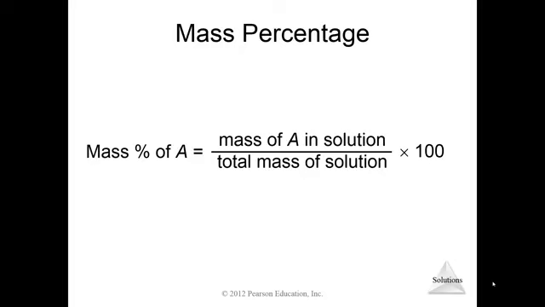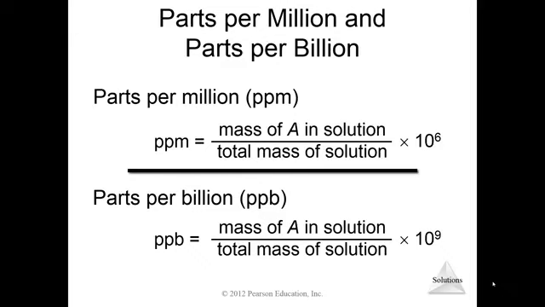Related to mass percent, or percent by mass, it's referred to either way, are the ideas of parts per million and parts per billion. Mass percent, you see, is really simply parts per 100. Parts per million is the mass of the solute, or mass of A, divided by the total mass of solution. And now, instead of multiplying by 100, we're going to multiply by 10 to the sixth. And that will give us parts per million.